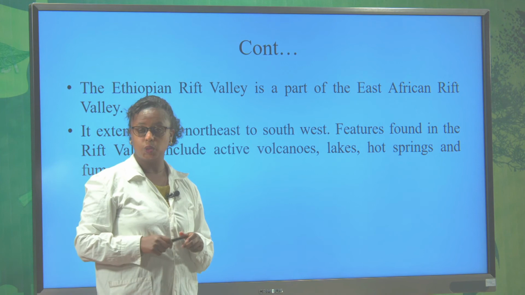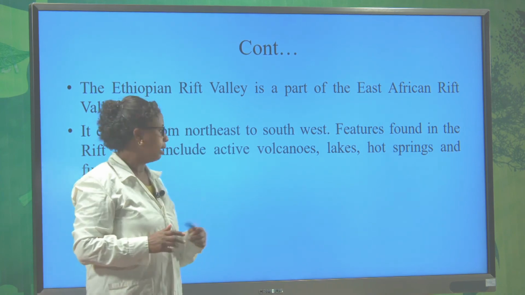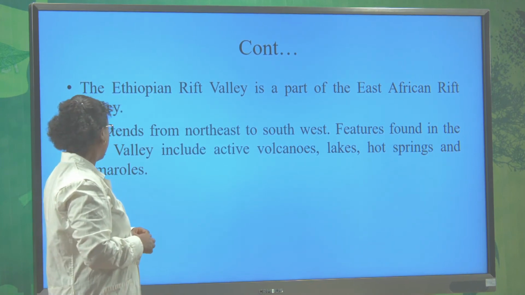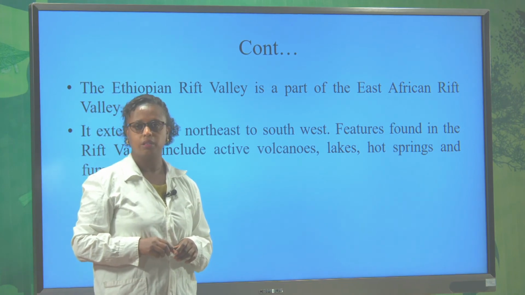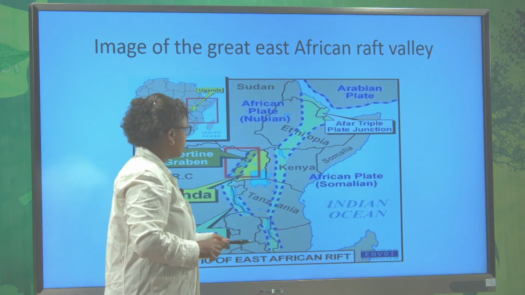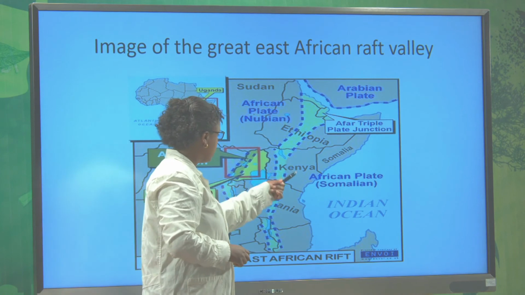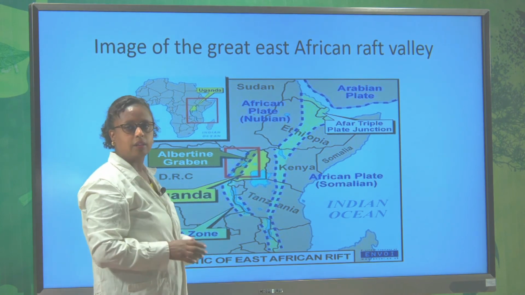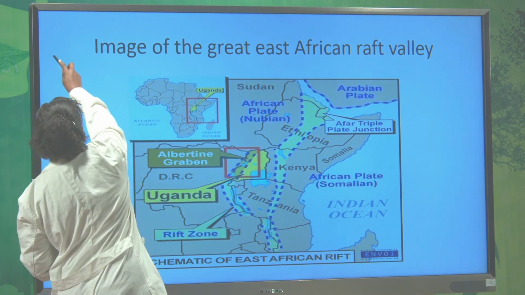There are different features or characteristics that occur in the Ethiopian Rift Valley, like hot springs, active volcanoes, and fumaroles. Here is the map that shows the different countries touched by the Great East African Rift Valley, like Ethiopia, Kenya, Tanzania, Democratic Republic of Congo, which are the major countries touched by the Great East African Rift Valley.